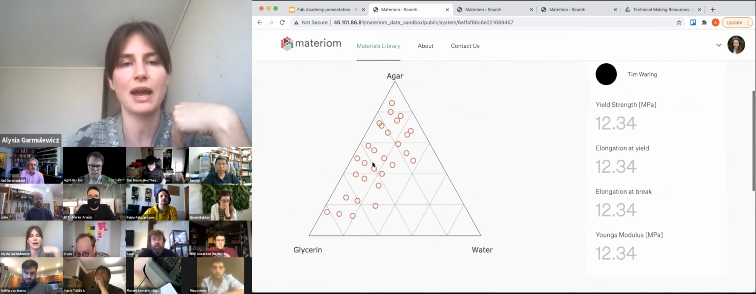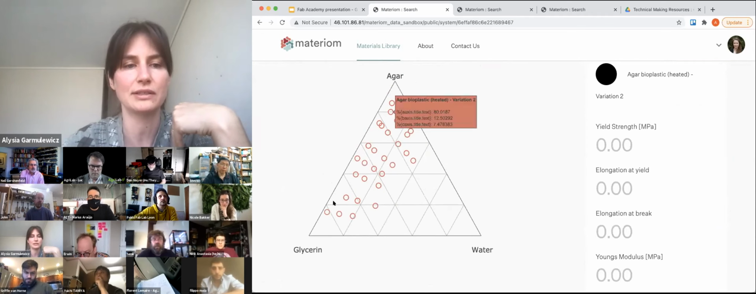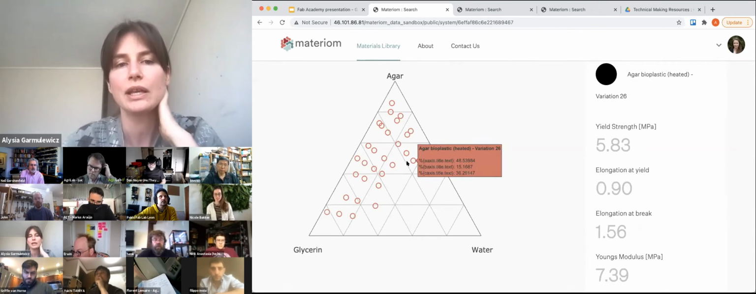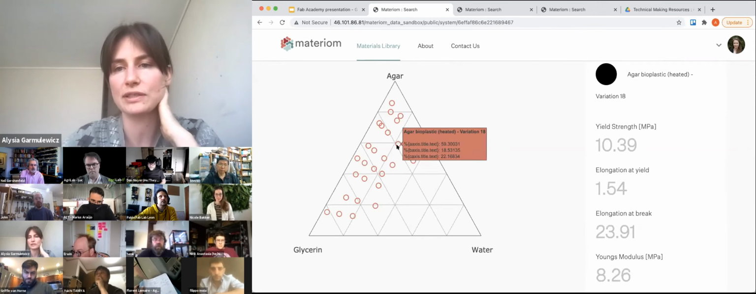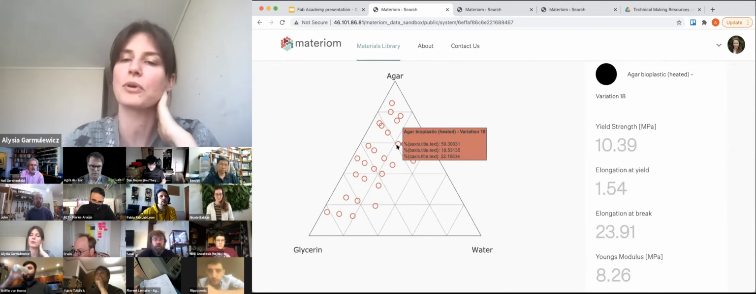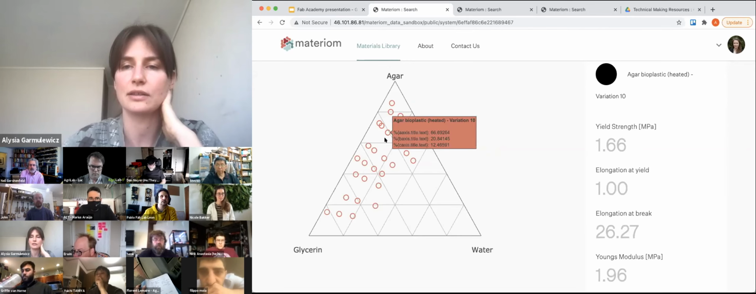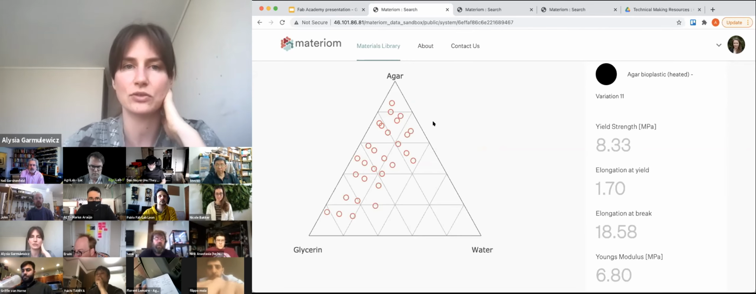So here you see a schematic of the various components. This is agar, glycerin, and water. So an incredibly simple material system. And when you browse over, you can see the actual mechanical properties come up on the right in terms of the yield strength, elongation at break, etc.